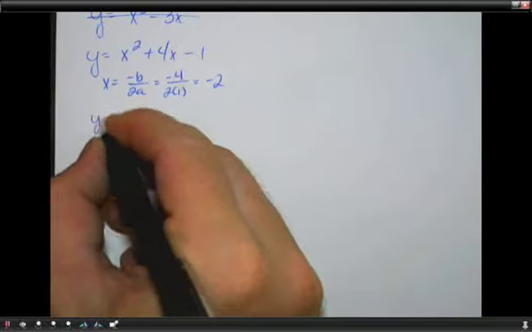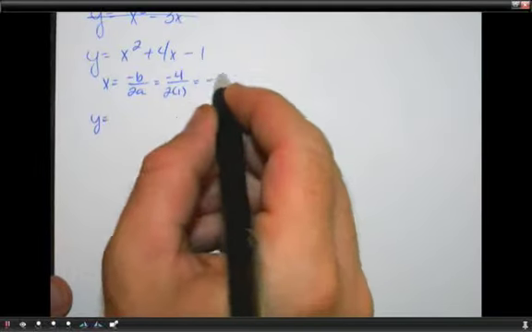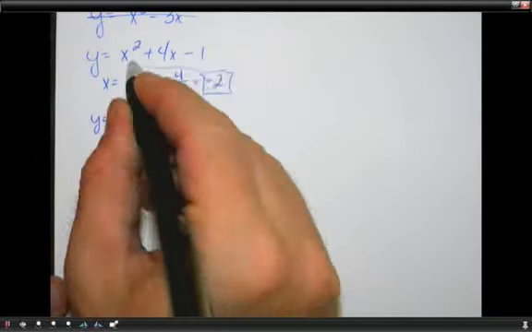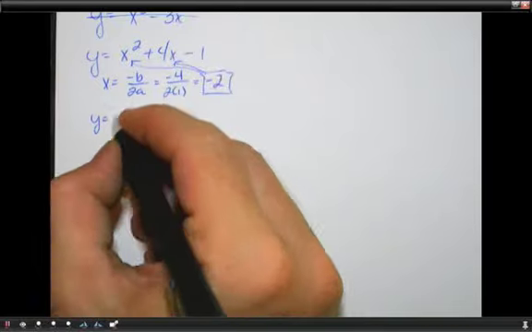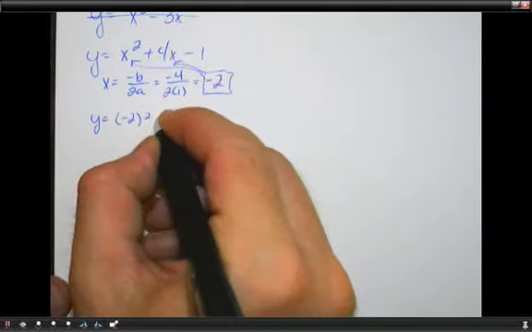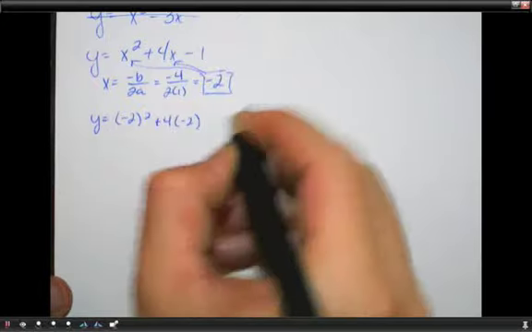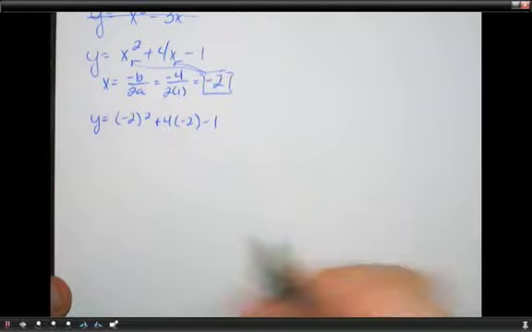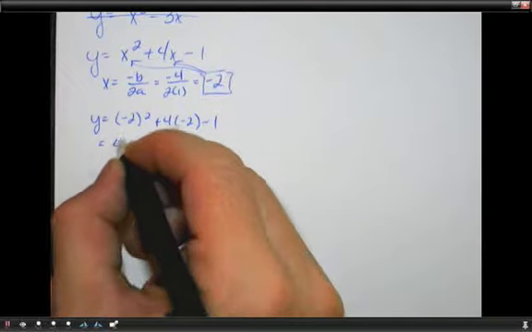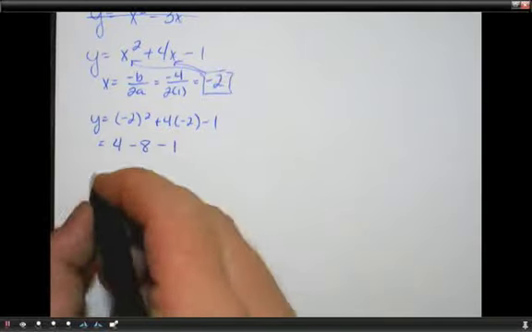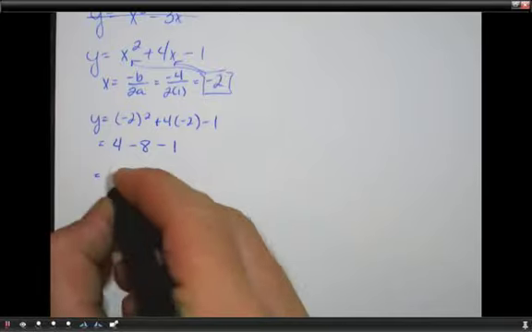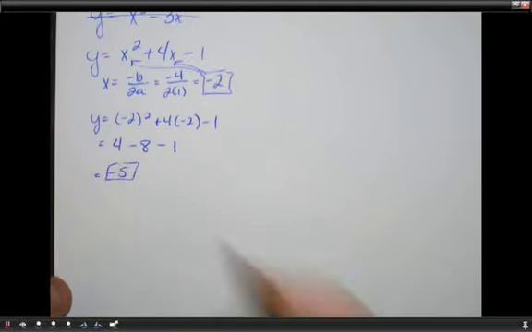And the y value, as mentioned, is just when I plug this value in. I'm going to take this x value and plug it in here. So negative 2 squared plus 4 times negative 2 minus 1 is 4 minus 8 minus 1. That's just some simple algebra. And 4 minus 8 minus 1 is negative 5.